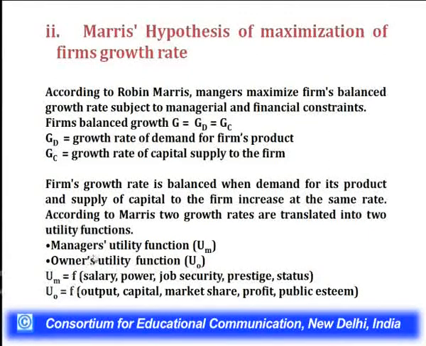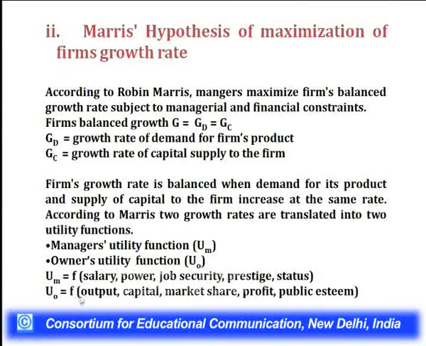According to Marris, the two growth rates are translated into two utility functions. One is the manager's utility function UM, which is a function of salary, power, job security, prestige and status of managers. And the other is the owner's utility function UO.